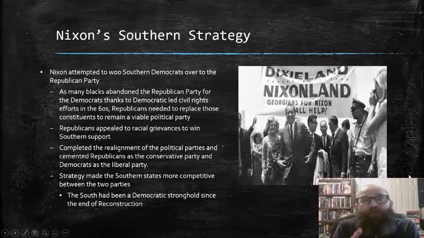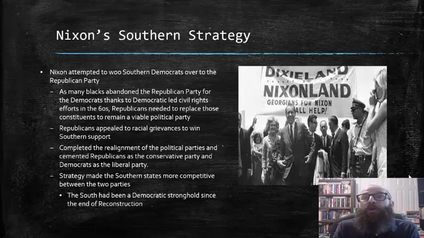A big secret to Nixon's and the Republican Party's overall success in this period was Nixon's Southern strategy. This was based on a recognition of the changing demographics within the political parties in this period, and Nixon attempted to woo Southern Democrats over to the Republican Party. As many blacks abandoned the Republican Party for the Democrats, thanks to Democratic-led civil rights efforts in the 1960s, Republicans needed to replace those constituents to remain a viable and competitive political party.